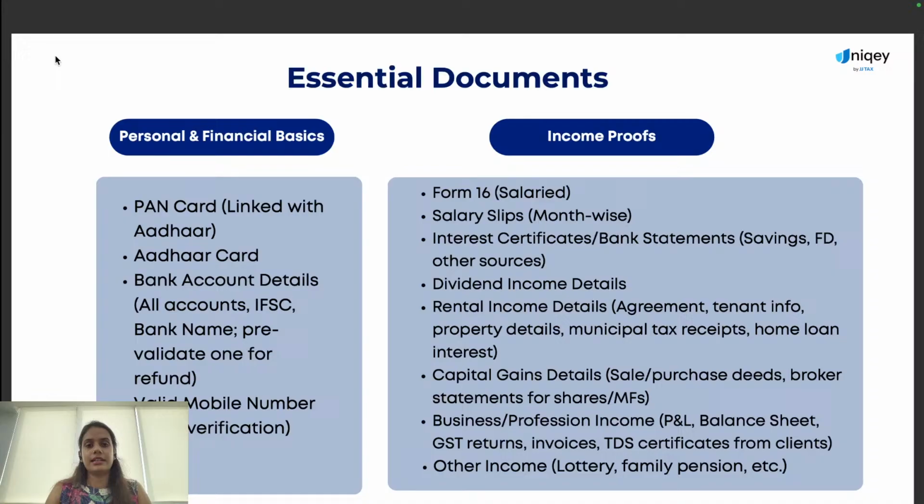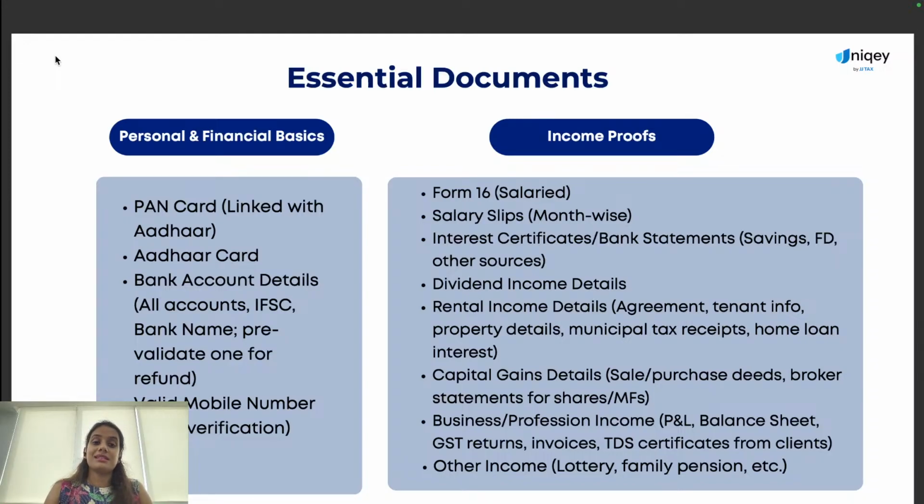If you have rental income, then basically your rent agreement, along with your tenant information and property details; if you have paid municipal taxes, then that receipt; and the home loan interest certificate if you have a home loan on the rental property. For capital gains, the sale and purchase deed, and broker statements for shares and mutual funds. For example, if you are investing through any of the share brokers, you have to download the P&L report, a tax P&L report, I can say, and with the help of that, you can prepare or file your ITR.